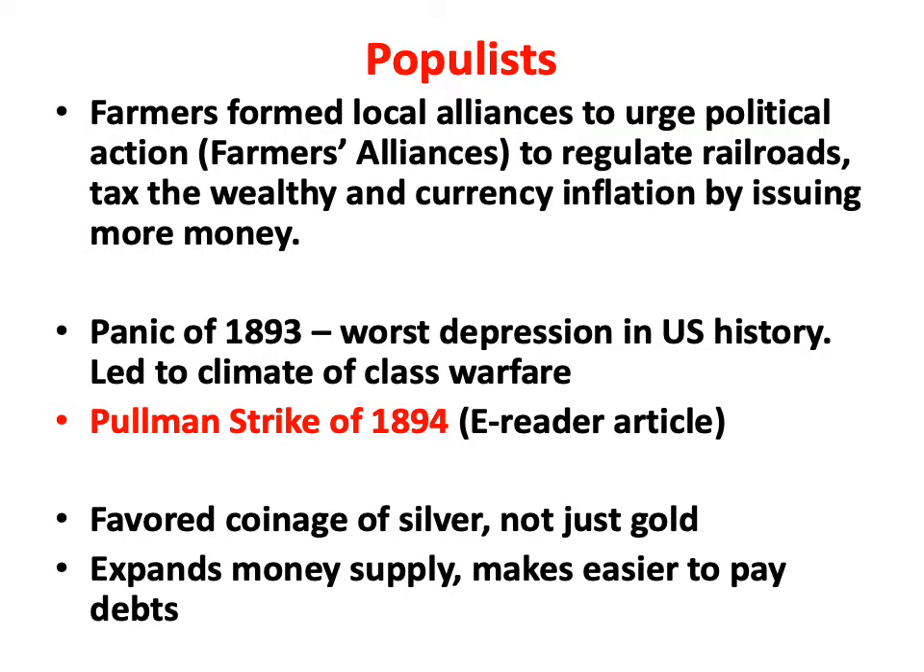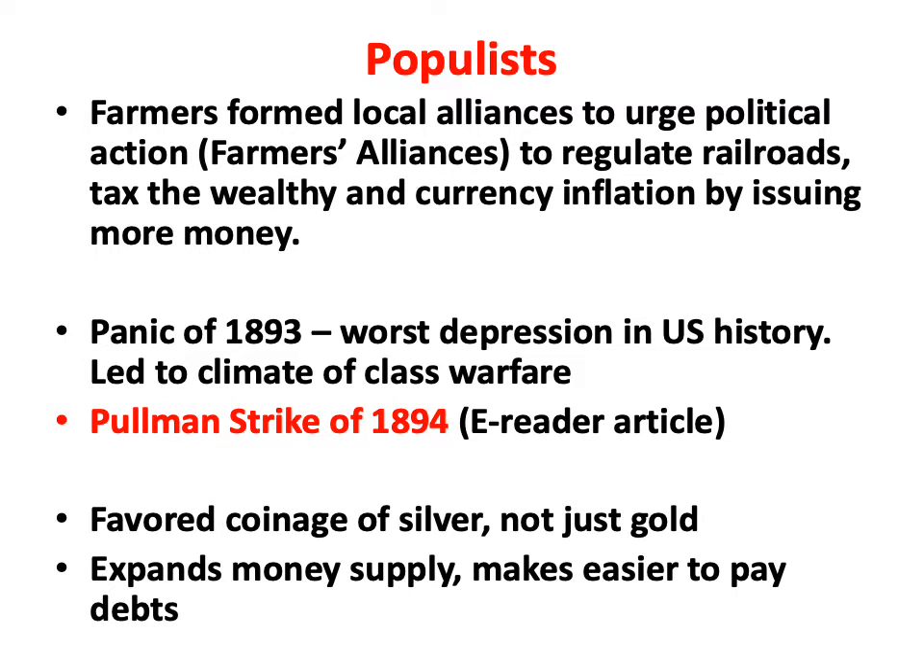Now the populists formed local alliances among the farmers to urge political action. They wanted to regulate the railroads above all. They wanted to tax the wealthy. And they wanted currency inflation. They wanted inflation because by issuing more money, they thought that would make it easier to repay debts. And as I'm sure you studied in economics, inflation is good for those who owe money because you have more money to pay your debts. And it's not good for those who've given the loans.